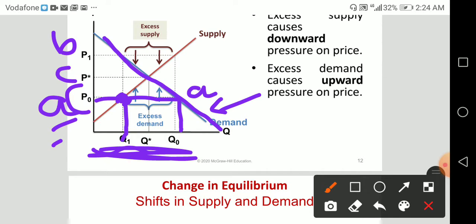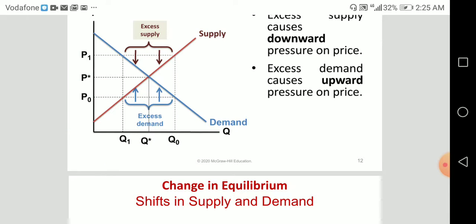Okay, so what I'm really having here is excess demand. The demand here is greater than the supply, so I'm having a shortage. What should we do about this problem? Excess demand, we said, causes upward pressure on price.